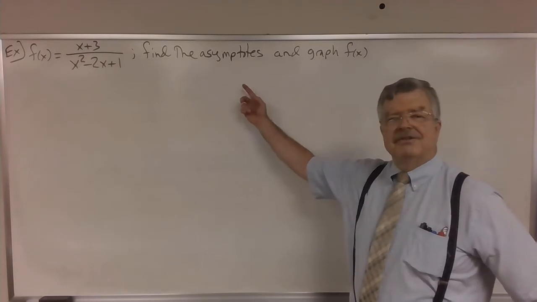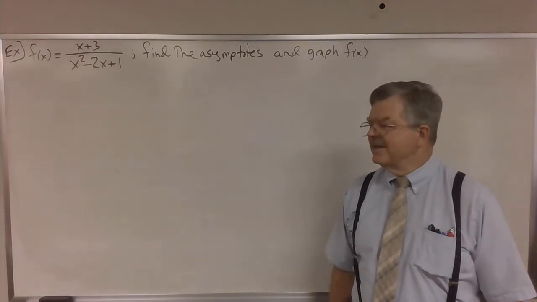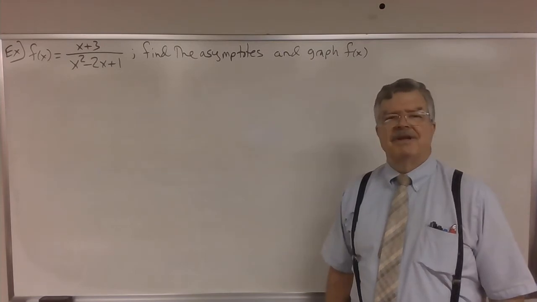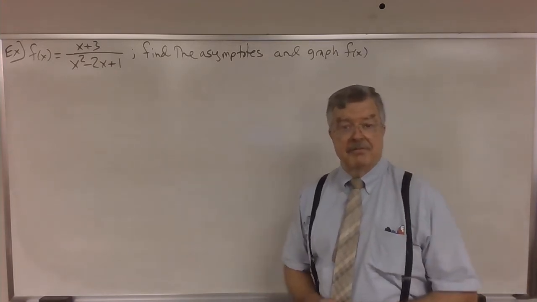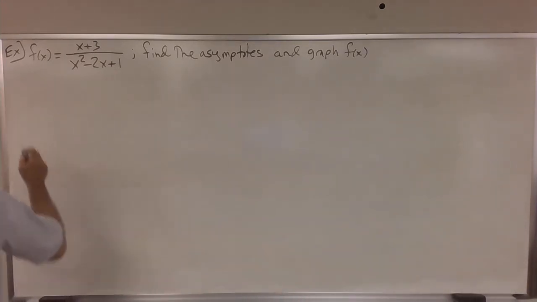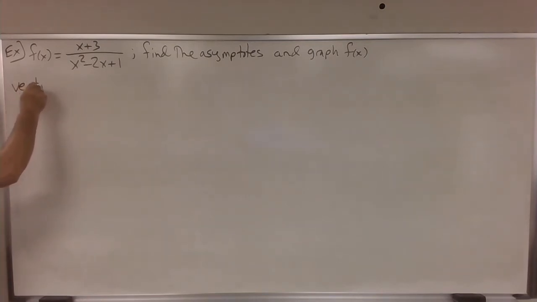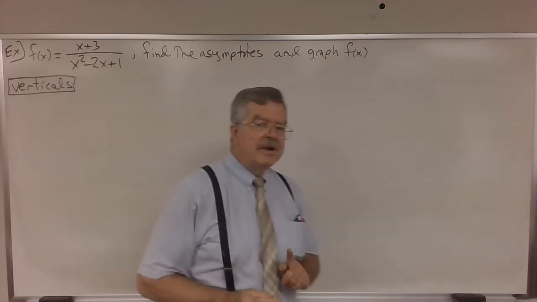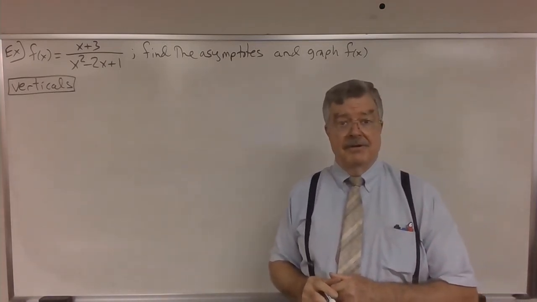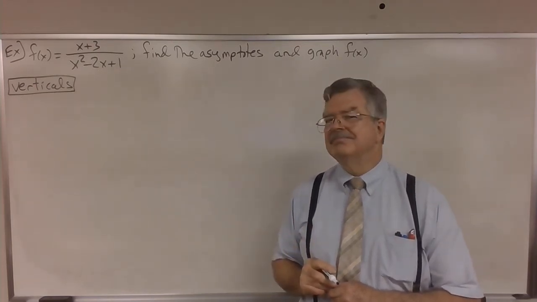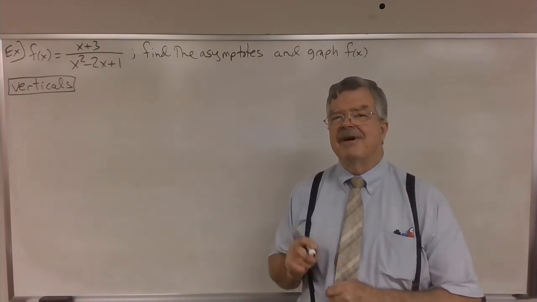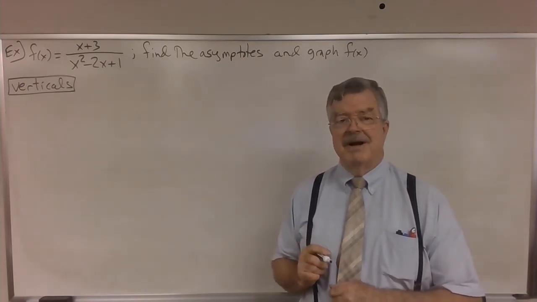Okay, this looks like a good example. And for no other reason other than just because, I guess we'll find the vertical asymptotes first. What's the first thing that we have to do if we're looking for vertical asymptotes? Find the x values that cause division by 0, right?